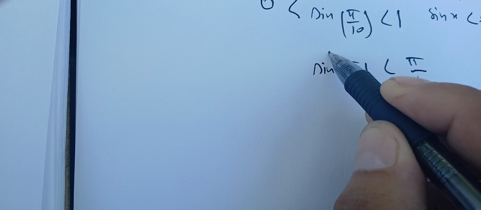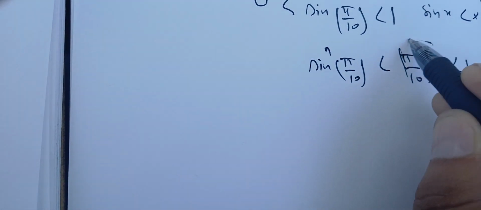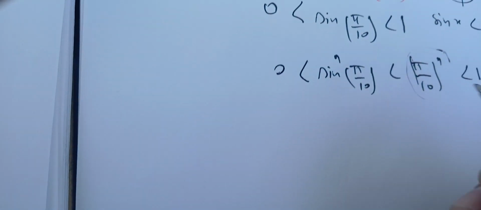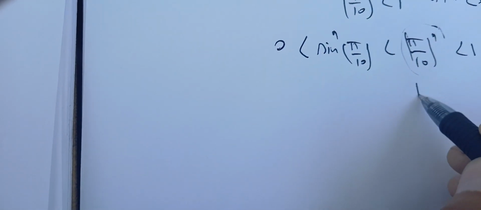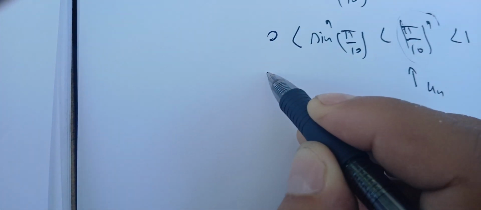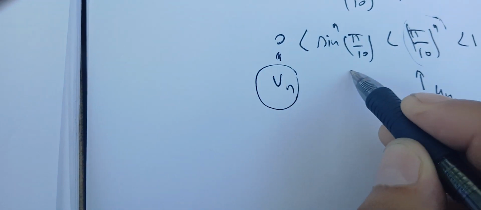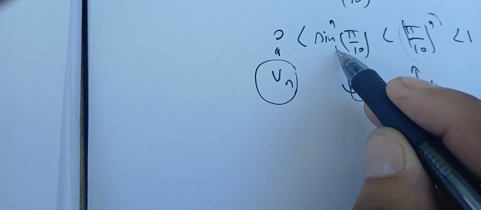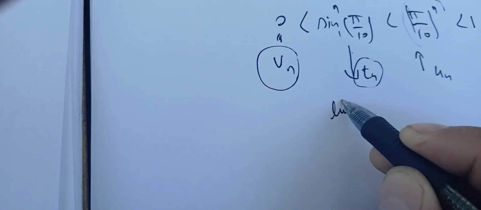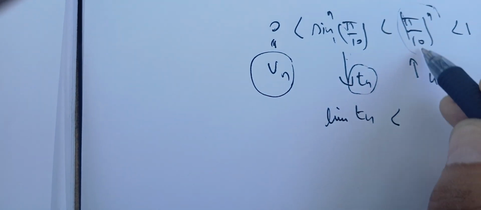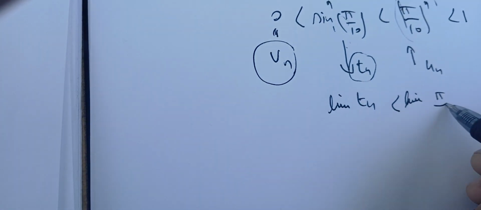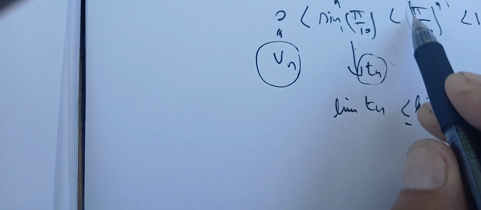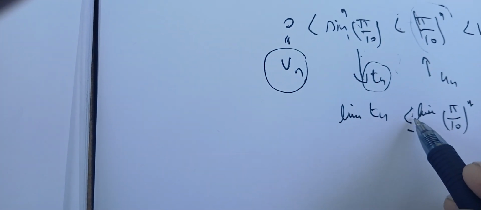If we take the power here, we're going to have this one to the power n, but this one is less than 1. Therefore, when we take the limit, we have the conditions to apply the squeeze theorem. So this is our un, and this is our vn, which is 0, and this is our sequence that let's call tn. The limit of tn is going to be less than or equal to the limit of pi over 10 to the power n, because when we take the limit, even if it's strict, it's going to be less or equal.